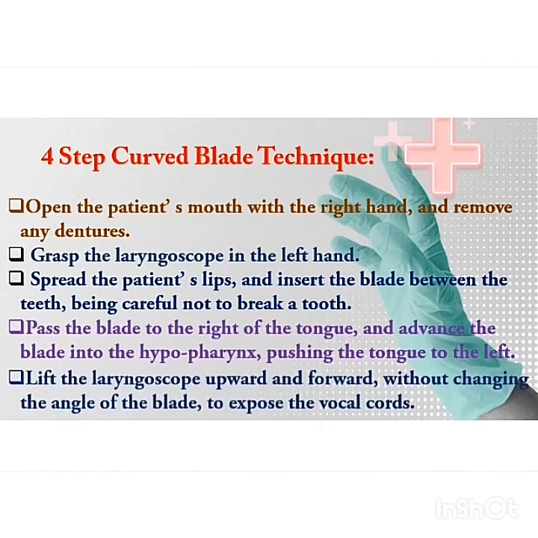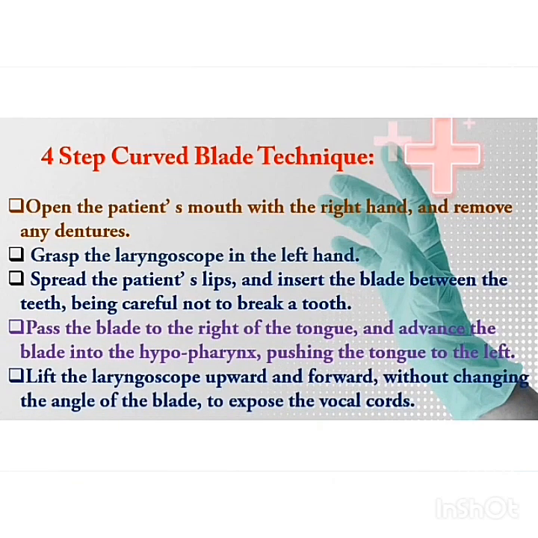Open the patient's mouth with the right hand and remove any denture. Grasp the laryngoscope in the left hand. Spread the patient's lip and insert the blade between the teeth, being careful not to break a tooth. Pass the blade to the right of the tongue and advance the blade into the hypopharynx, pushing the tongue to the left. Lift the laryngoscope upwards and forward without changing the angle of the blade to expose the vocal cord.